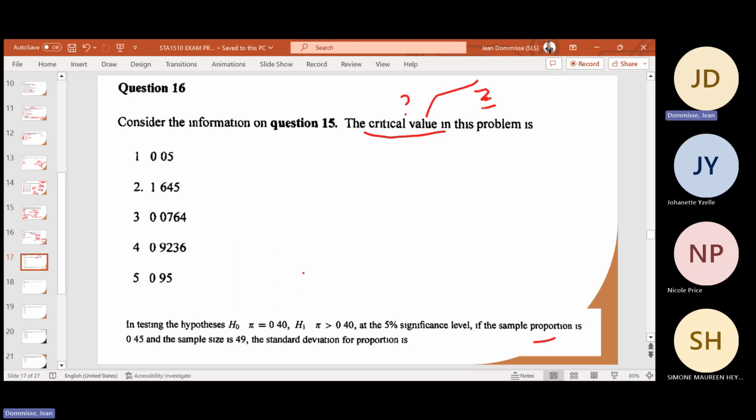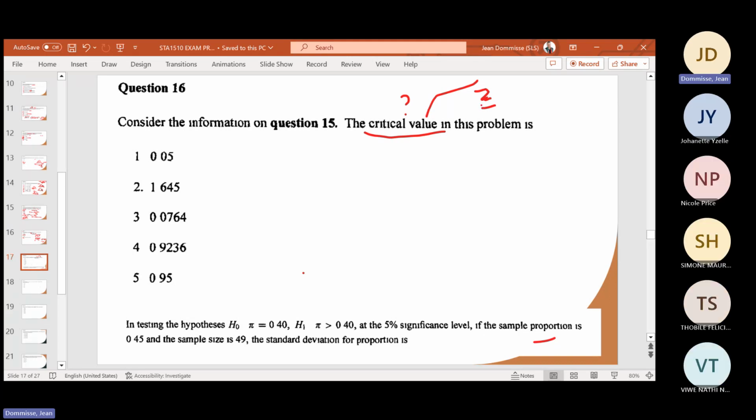The only time that we can work with a T is when we work with your mean and the population standard deviation is unknown. That's when we work with a T. Here we need to work with a Z table, if we test 5% significance.